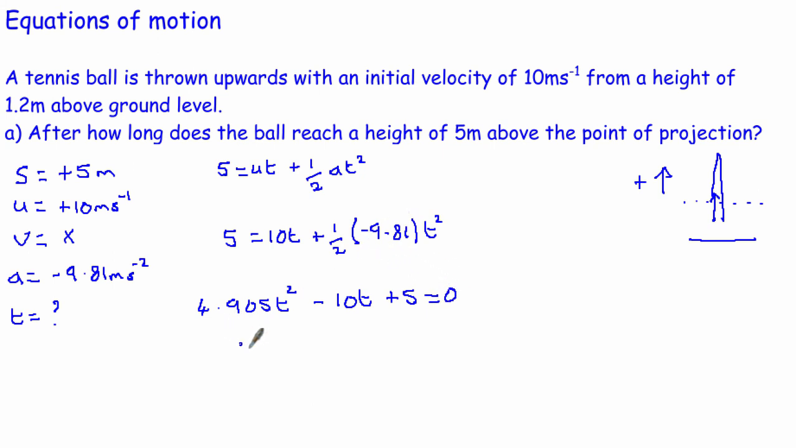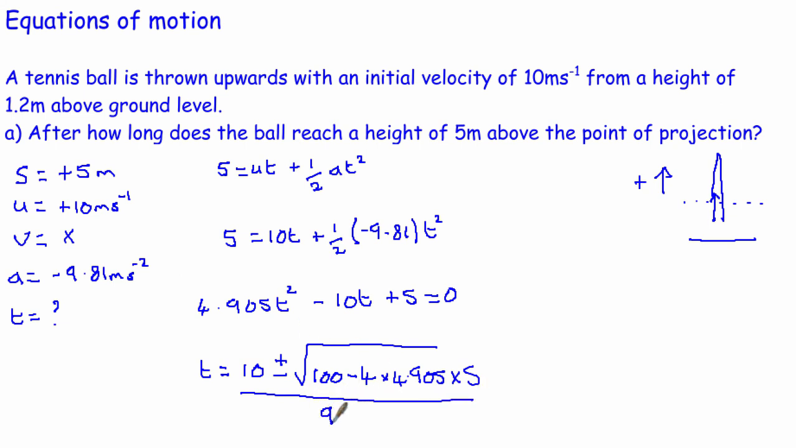I'm just going to use my quadratic formula. So t is equal to minus b, which is just plus 10, plus or minus the square root of b squared, well, minus 10 times minus 10 is 100, minus 4ac, which is 4 times 4.905 times 5, and we're going to divide it all by 2a. Well, 2a is basically 9.81. If I do the square root part on my calculator, I'm going to end up with 10 plus or minus 1.38 over 9.81. And if I do that, I'm going to end up with two values.